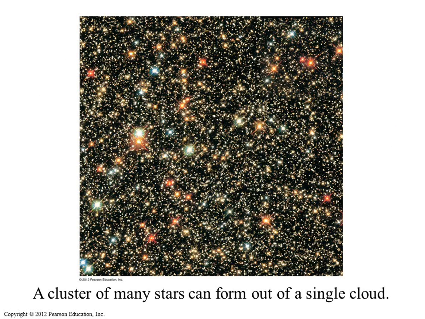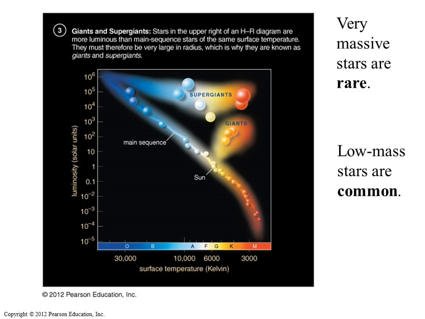Open clusters of stars that are really near each other were often born at the same time. Globular clusters were also born at the same time.